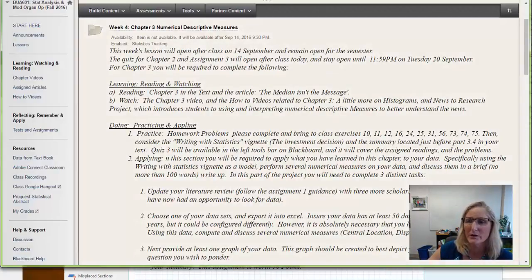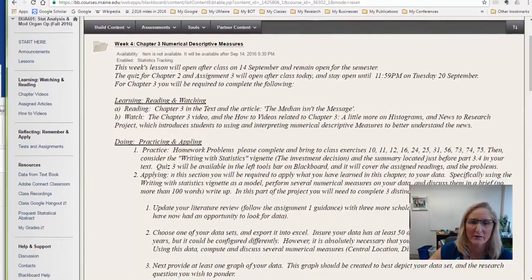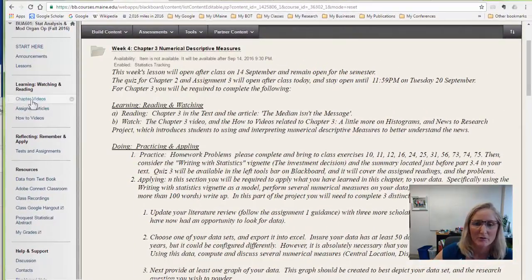Those things should always be located right over here. This is what I thought was confusing, but now we'll have the chapter videos. All of them will be in there in order, Chapter 1, 2, 3, 4, etc. Then the assigned articles will go here, so "The Median Isn't the Message" ought to be right in this tab called Assigned Articles. And all these how-to videos are going to remain in the How-To Videos tab, so you can easily refer back to them over the course of the semester. All of that is in this category called Learning and Reading.